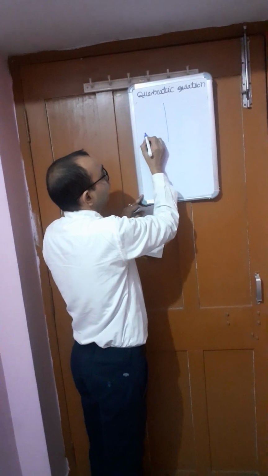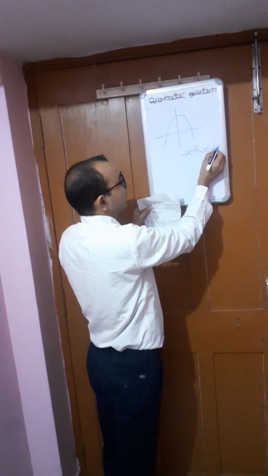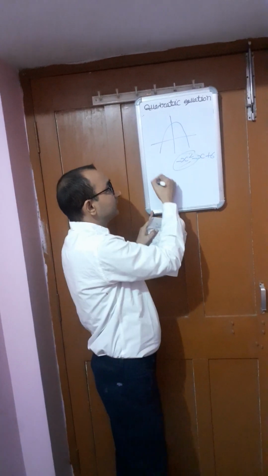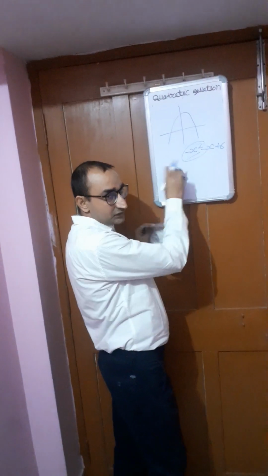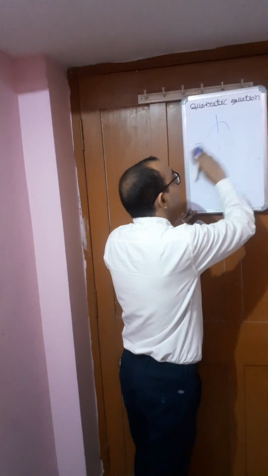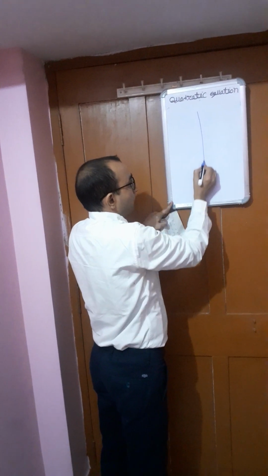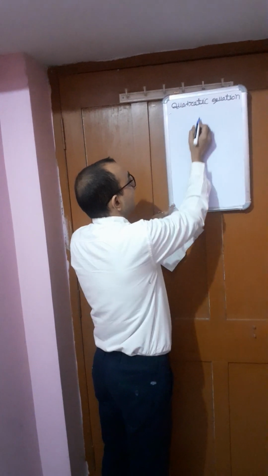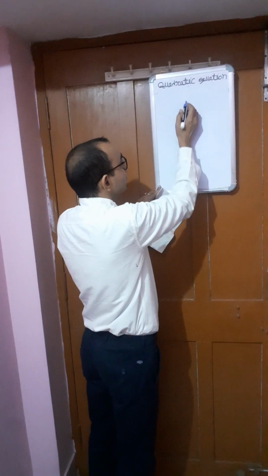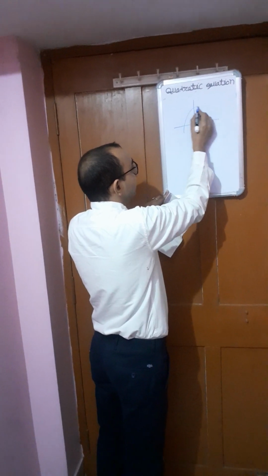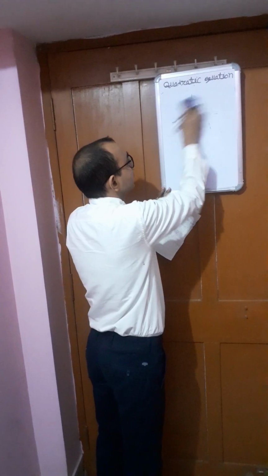Here, if the given equation is x square minus x plus 6, x square is negative, that is why the parabola goes downward. You have to find the solutions. You can find the solutions here also, two solutions are there.